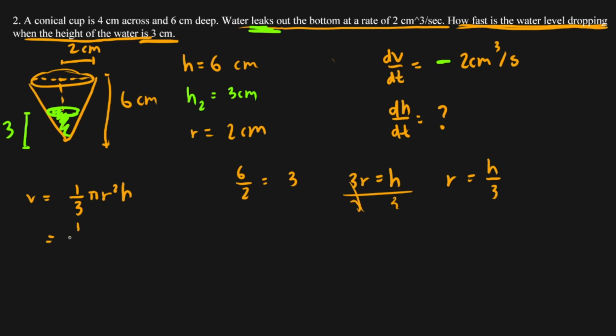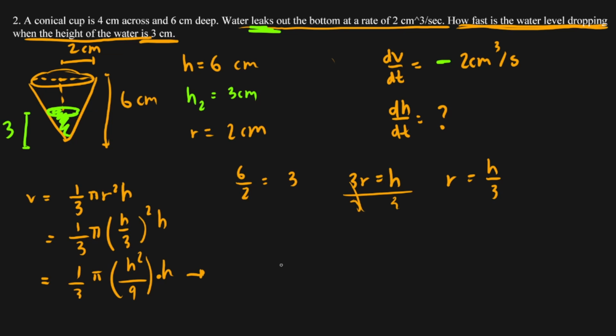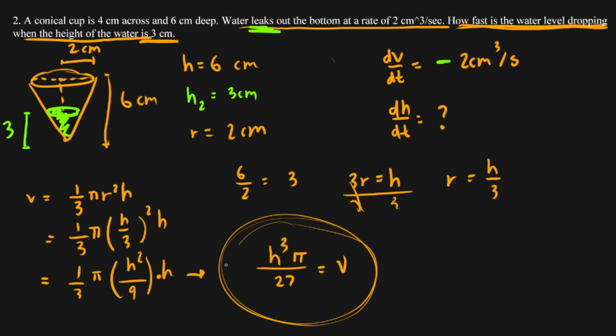Let's rewrite this as 1 over 3 times pi. Now we're going to substitute r equals h over 3, like we just found. So we're going to have h over 3 squared times h. And we're going to simplify this. 3 squared is 9, times h squared times h is h cubed, times pi over 9 times 3 is 27. So this is the volume equation we're going to use to solve this problem.